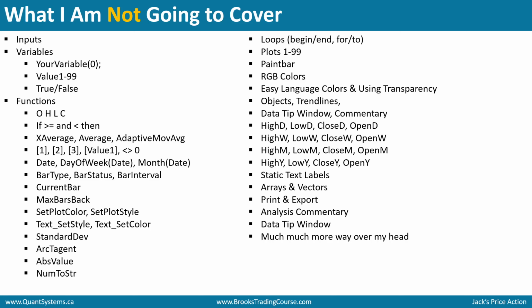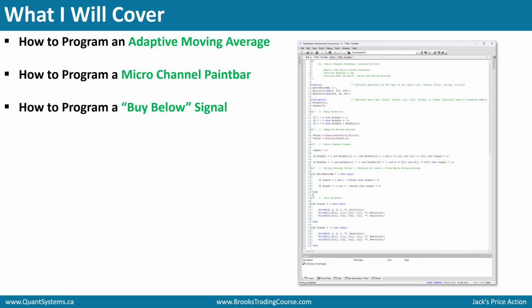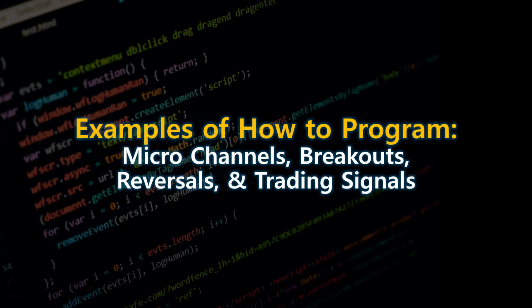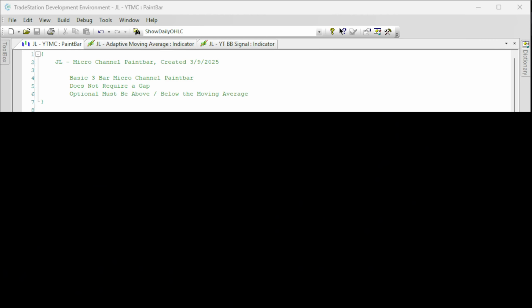So what I'm not going to cover is most of this stuff. We're going to talk about some of it, like inputs or variables, maybe a few functions, but a lot of this stuff is important and super useful. It's just that you can probably learn it better elsewhere than from me. And what I will cover, what we're about to go over, is how to program an adaptive moving average, a microchannel paintbar, and then what I'm calling a buy-below signal. So here are some examples of how to do those things.